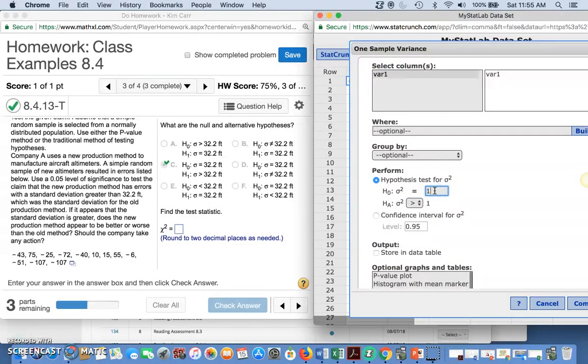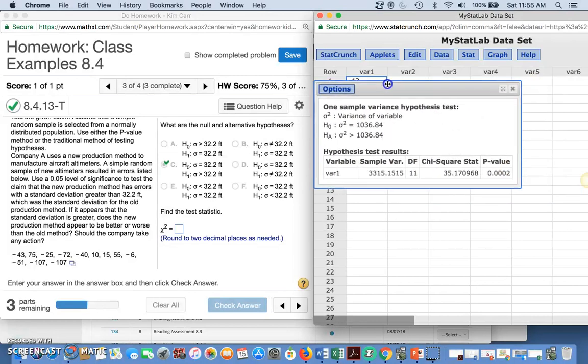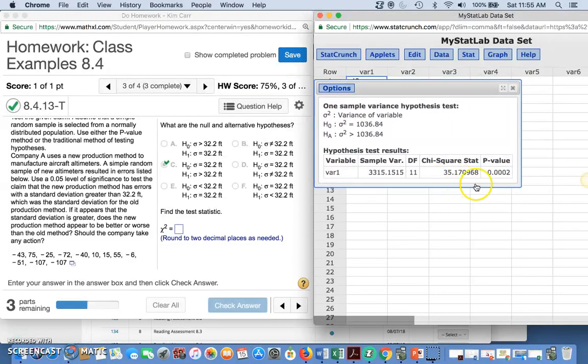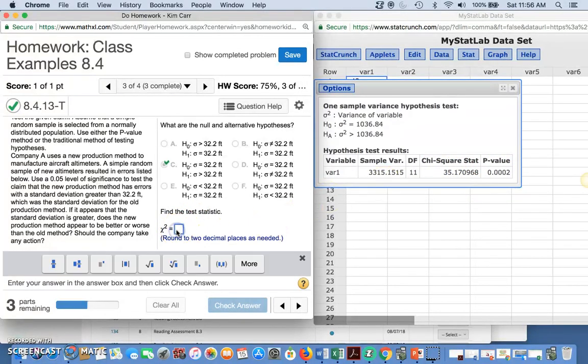So let's put that in, 1036.84. Okay, and compute. Okay, the first thing that they're asking for is the chi-squared, so we want to get it. It's 35.17 to 2 decimal places right there, 35.17.